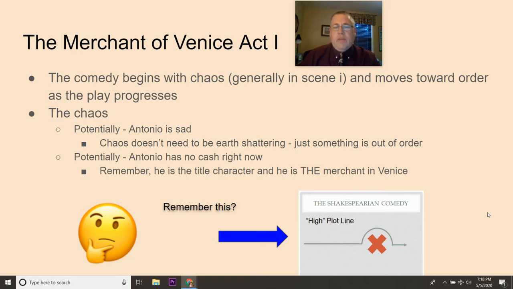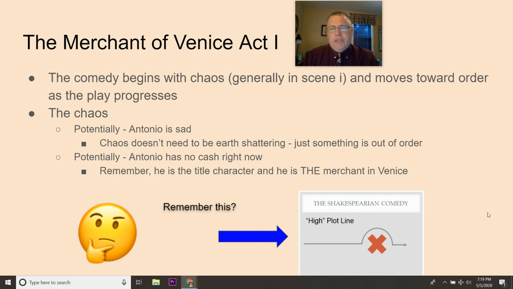He is the title character after all. He is the Merchant of Venice, and to lose his cash, to lose his standing, would certainly have a negative impact on him. And we also can't discount the possibility that, well, why can't it be both? It certainly could, right? Maybe there's a whole bunch of things going on in Antonio's life right now that have brought him to this place of melancholy that he perhaps hasn't figured out.